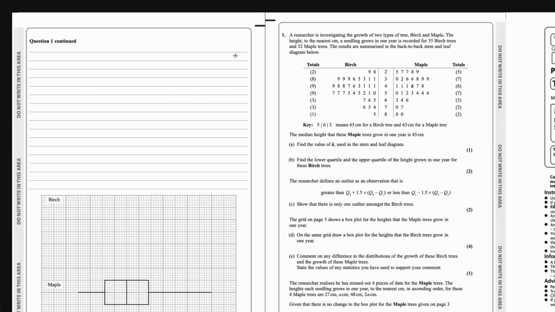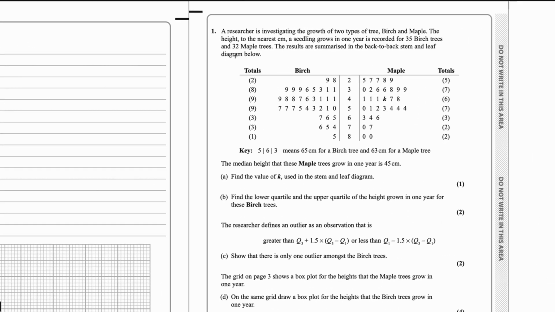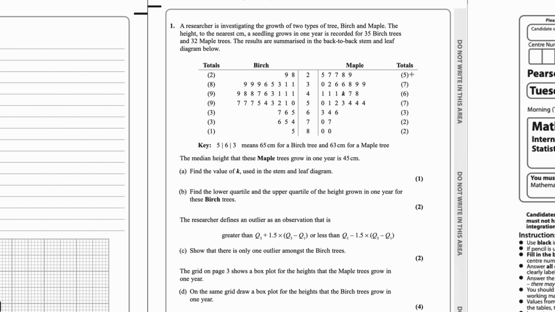So for maple trees, there are 32 trees, and the median is the average of the 16th and 17th value. That's how we will find the median. So what are the 16th and 17th value? These two rows cover the first 12 values, and then we have the 13th, 14th, 15th, K is the 16th, and 7 is the 17th. So for the 16th, it's basically 40 plus K, right? And for the 17th value, it's 47. This is how we read these diagrams.